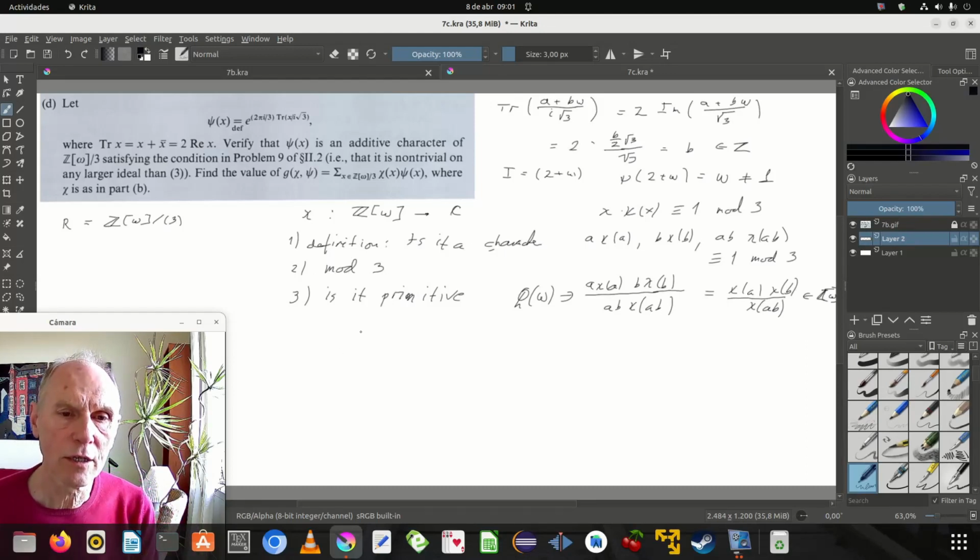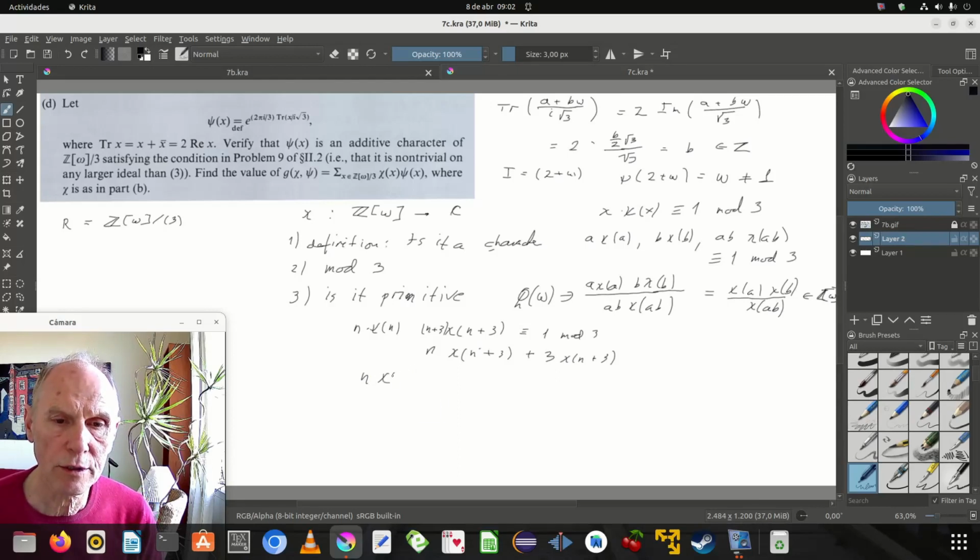Next, we have to compare n, chi of n, with chi of n plus 3, and hope that they are equal, and we use the same trick. And this equals n chi n plus 3 plus 3 times chi n plus 3. So that means that n, oops, no parenthesis is needed.